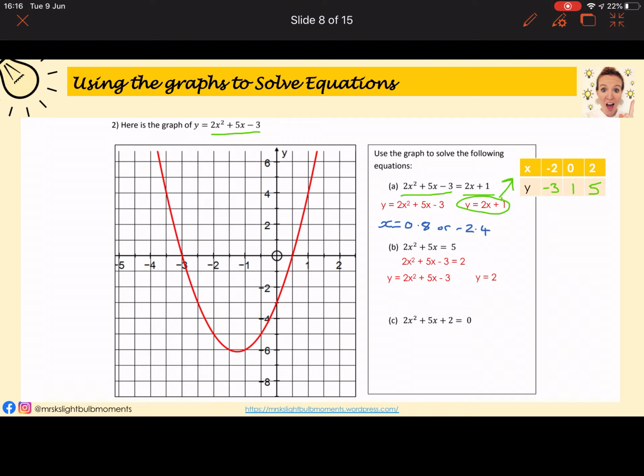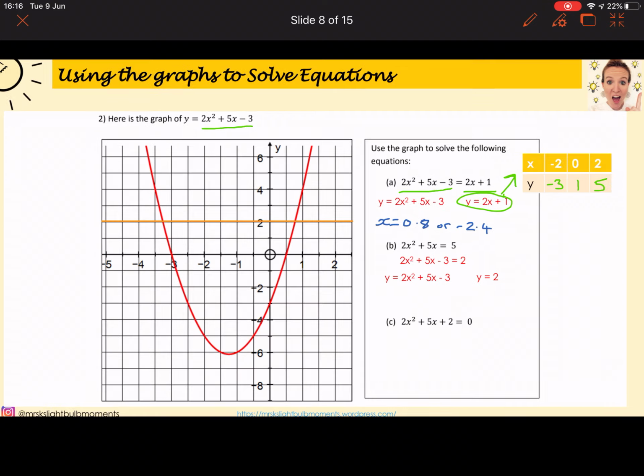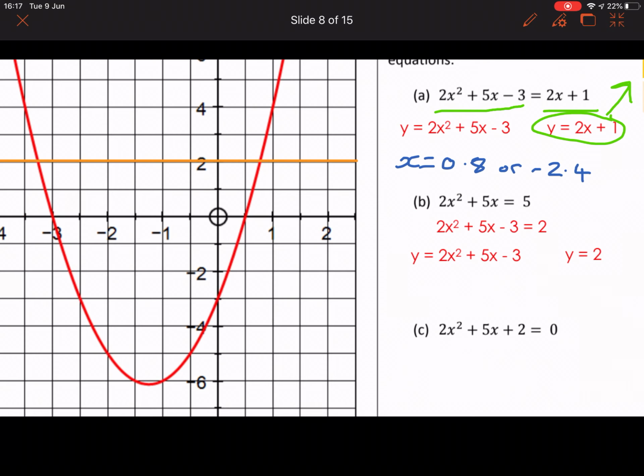Now you can separate it out into your two functions. The left-hand side is the curve we've got drawn. The right-hand side is just the line y equals 2. So we can draw that on, and we can then work out our intercepts. Where does it cross the curve? So we've got a positive value of 0.75 and a negative value of minus 3.25.